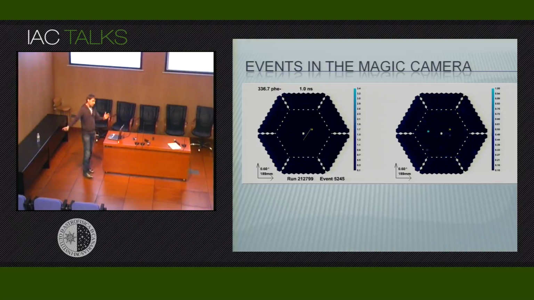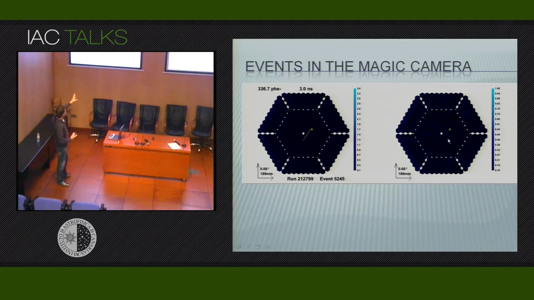Okay, what do we see here? Here we have the time, in nanoseconds. So this is a movie in half nanosecond steps. You can see how the shower is evolving. We have two different scales. The right scale is a bit higher than the left one. So that here you can see also some noise, which is not necessarily hadronic noise, but also night sky background noise.